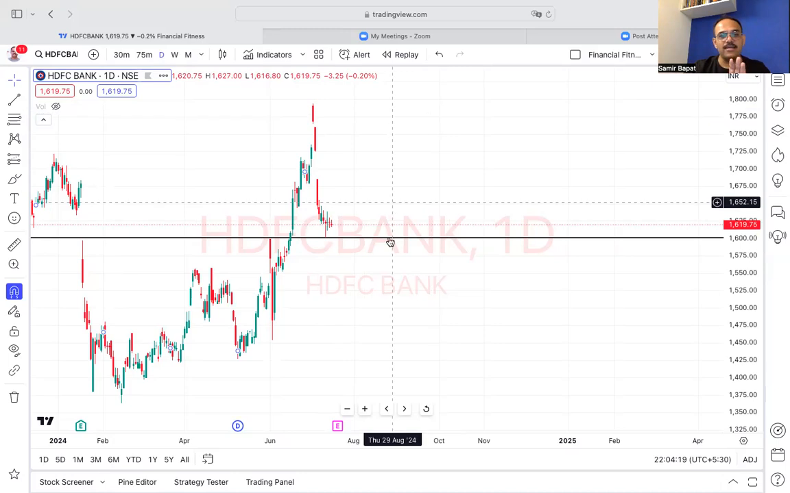So the same line, we have to judge whether it acted as a resistance when the price was coming from bottom, whether the same level acted as a resistance. Then also it is good. When it is coming from the top, it acted as a support. Then also it is good. We should have a confirmation from past.